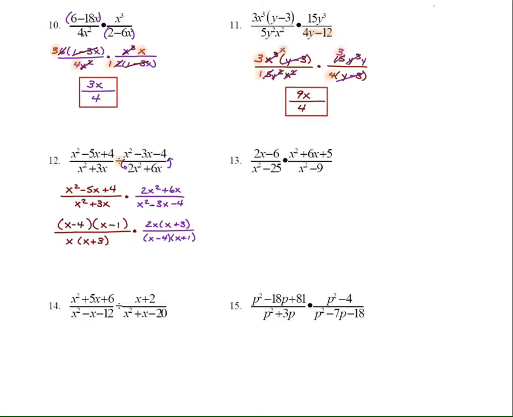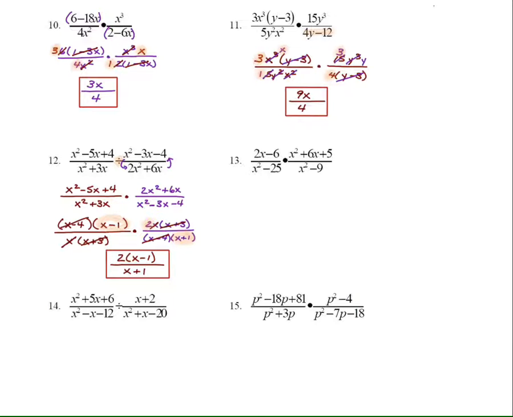And what I'm going to do now is see what reduces. So I have an x plus 3 in the bottom and the top. That reduces. Cross it out. I have an x minus 4 in the bottom and the top. That reduces. Cross it out. And then I have 1x in the bottom and 1x in the top. Actually, those reduce as well. So what I'm left with is 2 times the quantity x minus 1 in the top and x plus 1 in the bottom. That's all that's left over after I've gone through all the reducing.